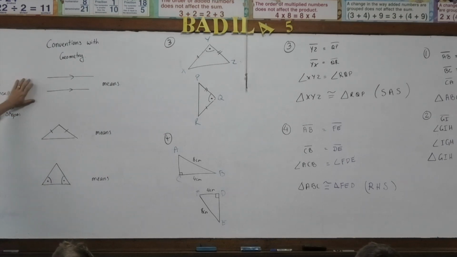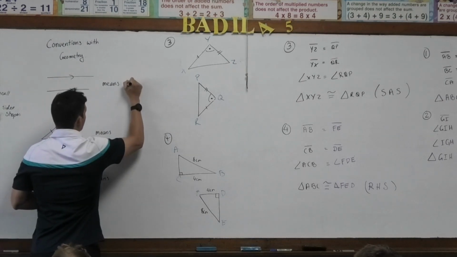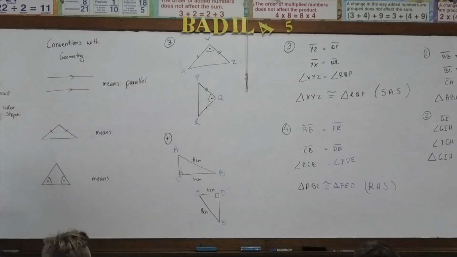If I've got arrows on lines, what does that mean? They're adjacent. Parallel. Parallel lines are like vegetarians. Why? They don't meet. They never meet.